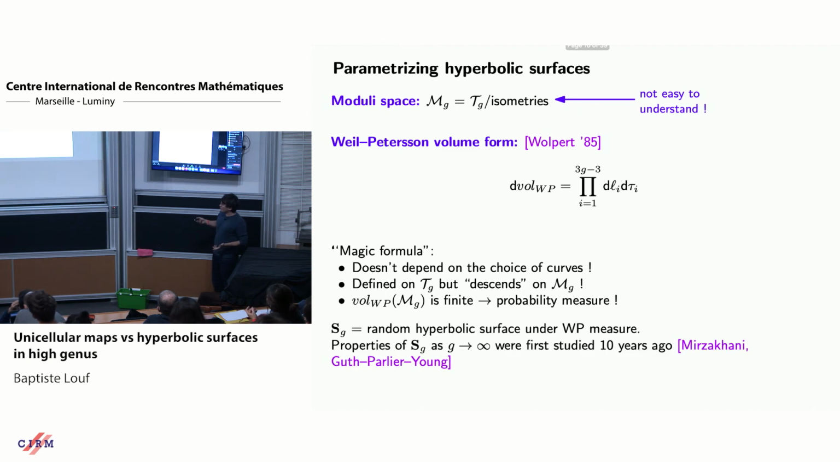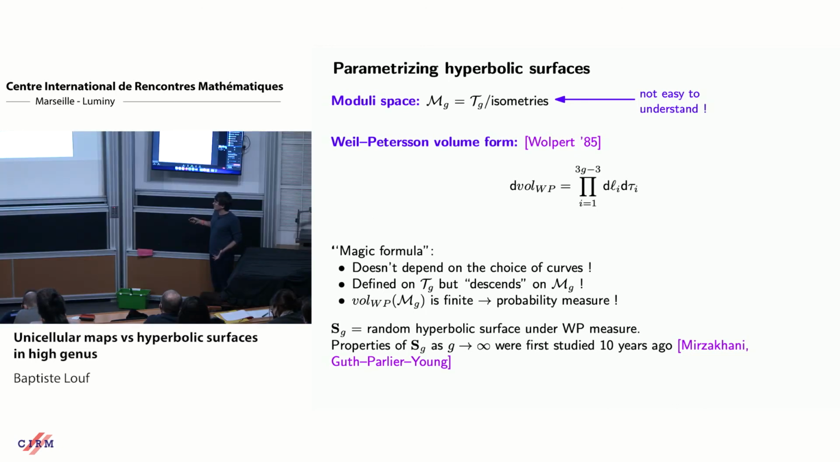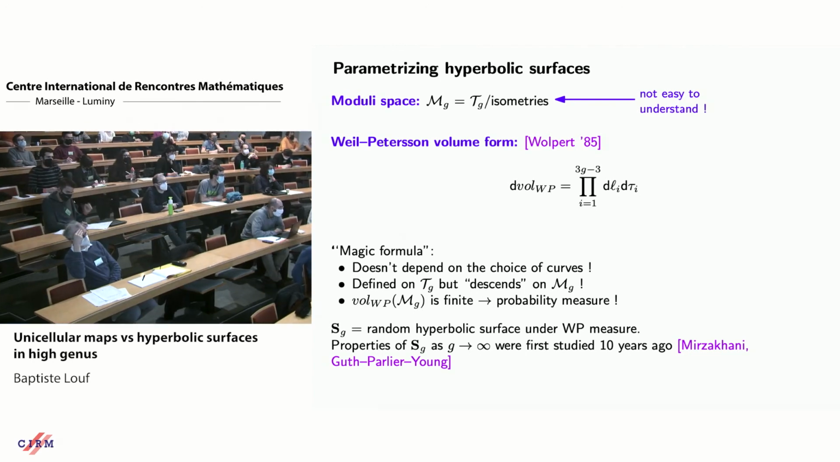So what it implies is that we can sample a random hyperbolic surface under what we can call the Weil-Petersson measure. For each genus you can sample a random hyperbolic surface. And some people 10 years ago started to think, what about the properties of these hyperbolic surfaces when the genus goes to infinity? This has been independently introduced by Mirzakhani and by Guth, Parlier, and Young. I think both in the exact same year.